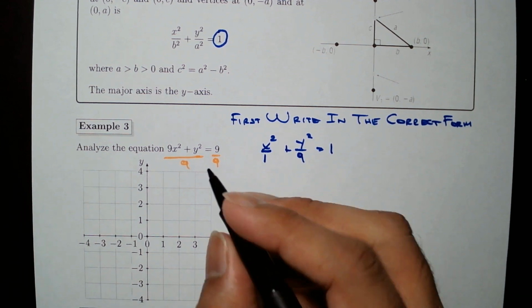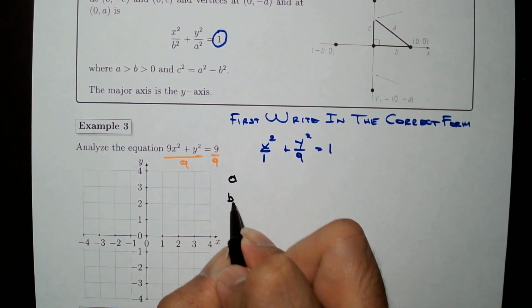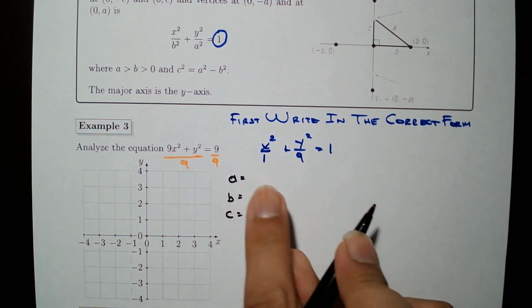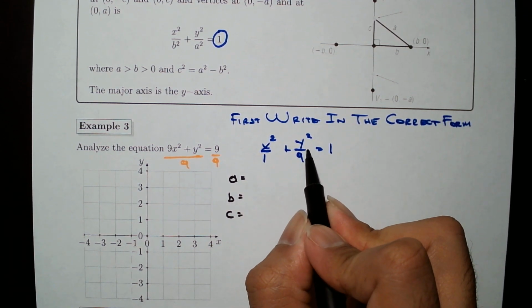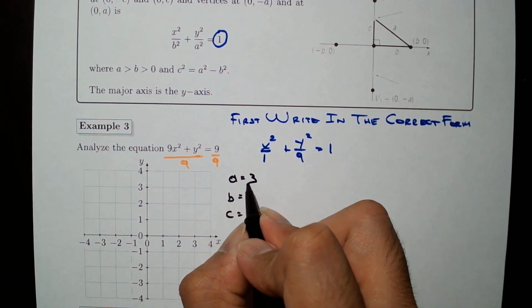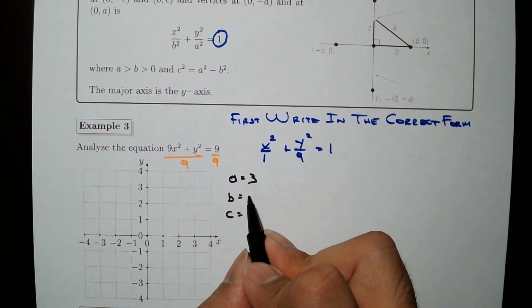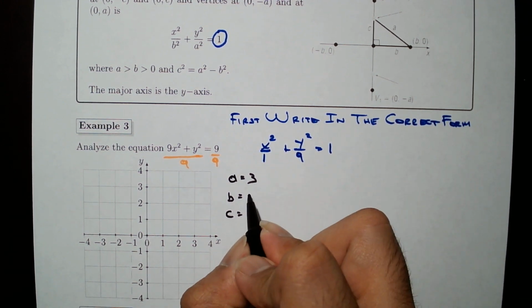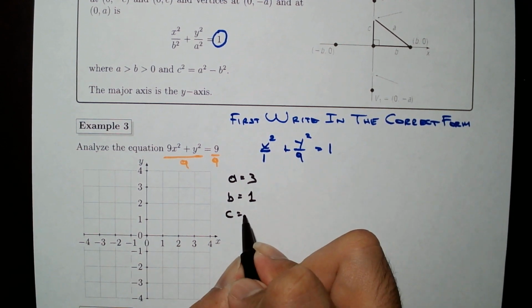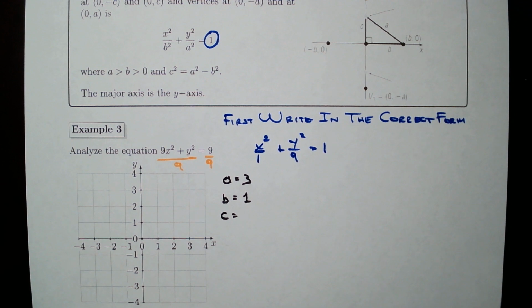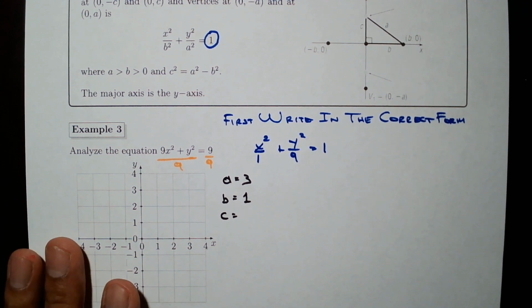So a, b, and c. So a in this case is the square root of the largest denominator, which in this case is 3. b is the square root of the smallest denominator, which in this case, the square root of 1 is 1. And c is our focal distance, which we are going to figure out what that is.